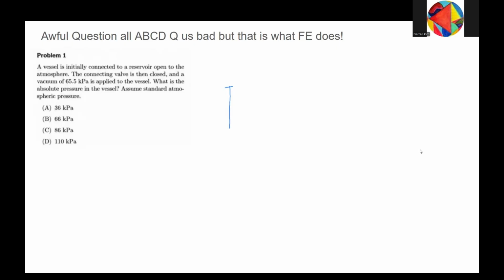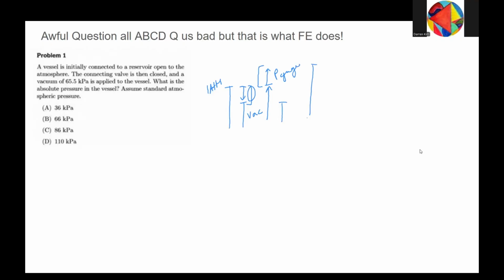So 1 atm is over here. If you want the vacuum, P vac, you minus it. If you're asking for P gauge, you're looking for this pressure over here. So what that means is that the absolute is this or this, depending on the relative pressure.